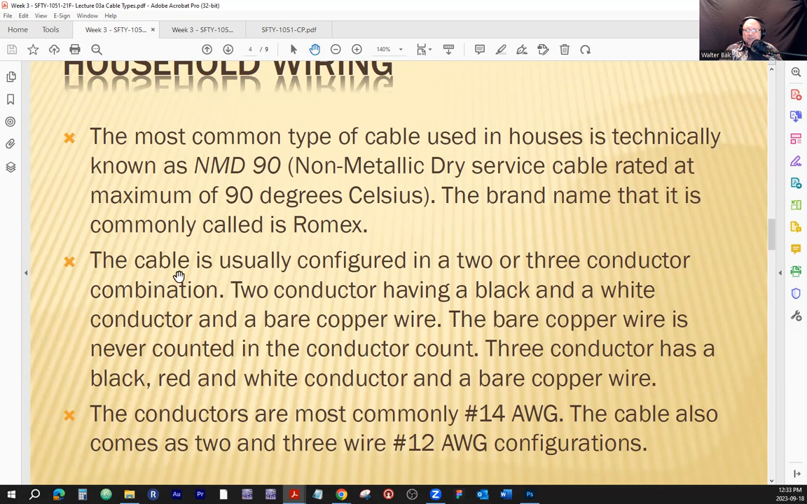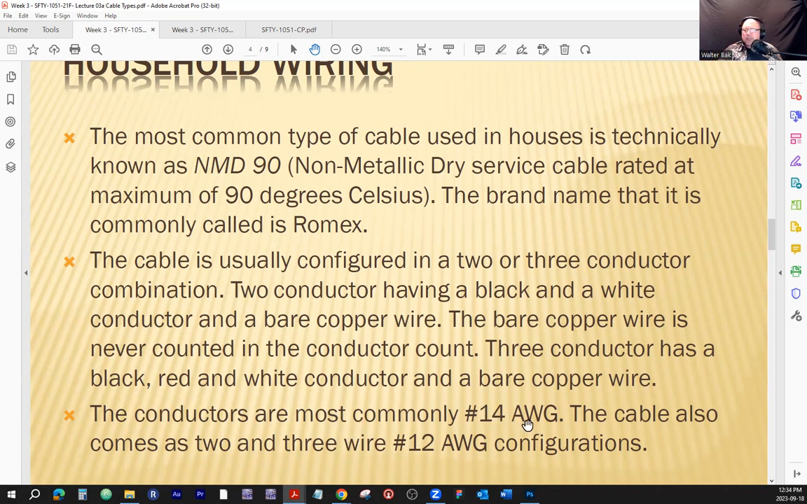All right, so the cable is usually configured as a 2 or 3 conductor combination. The 2 conductor has a black and white, as we talked about, and a bare copper wire. That would be, for example, 14-2 or 12-2. The bare copper wire is never counted, as we talked about. The 3 conductor has a black, red, and white conductor, and the bare copper wire.